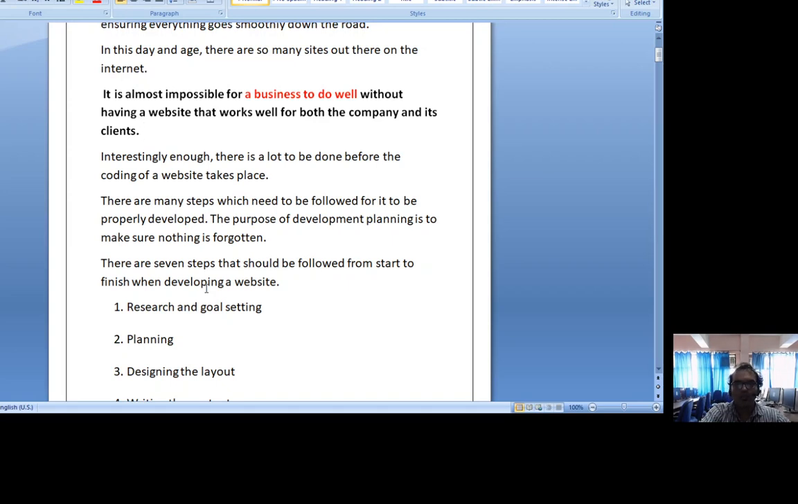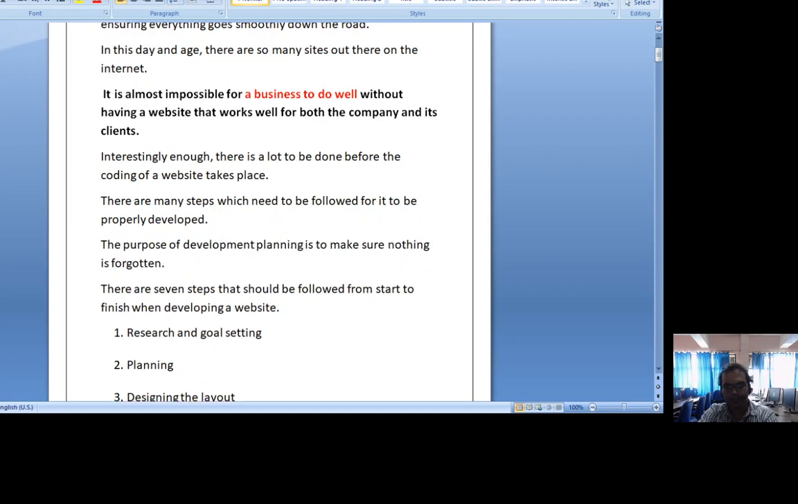Interestingly enough, there is a lot to be done before the coding of the website takes place. Lot to be done. There are many steps which need to be followed for it to properly develop. The purpose of the planning is to make sure nothing is forgotten, because the human mind is very fickle. We think about things, and we get an idea, then we process those ideas. With environmental effects and biological constraints, we are not able to remember what we were really going for or thinking of.